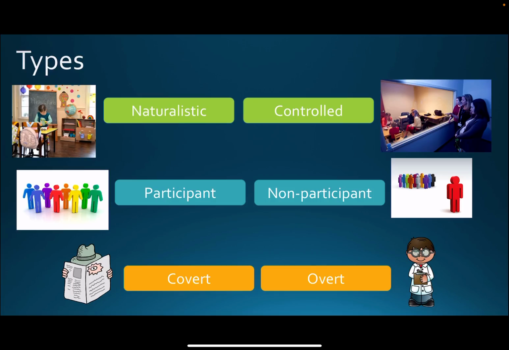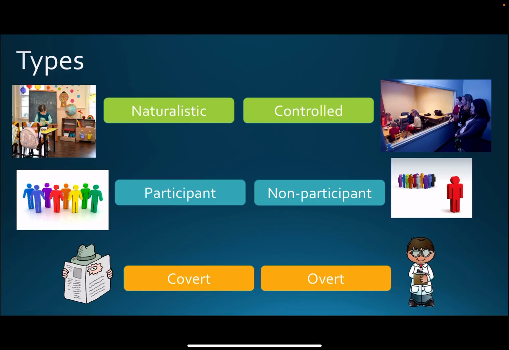So different types of observation then. There are a few different terms we need to learn. One key type of observation is a naturalistic observation. This just means you're observing behaviour in its natural environment. So just naturally occurring behaviour in a natural setting. You're not controlling the setting or controlling the behaviour in any way. As the observer, you're not involved in setting anything up.